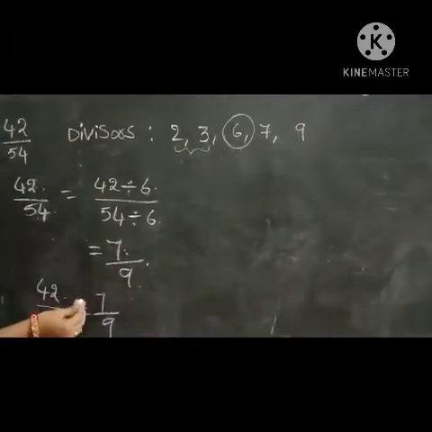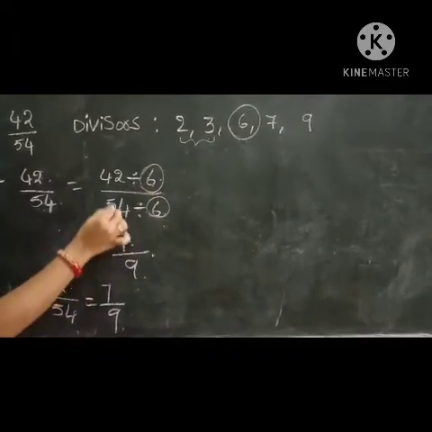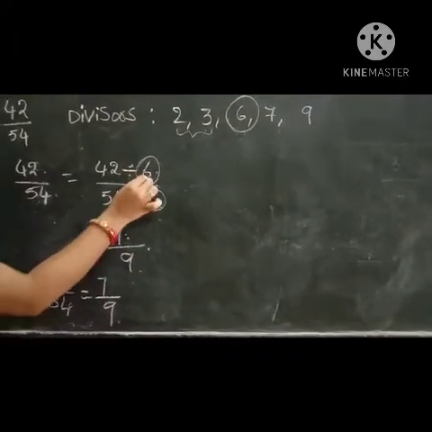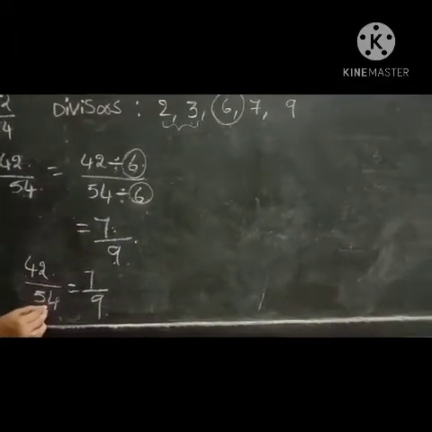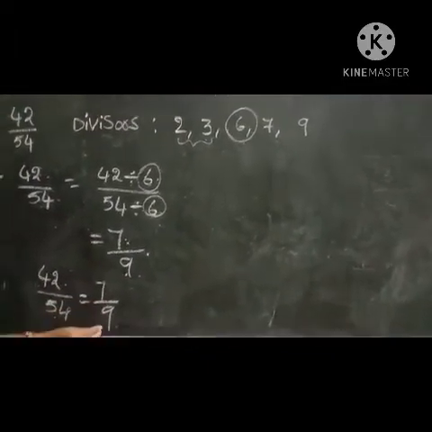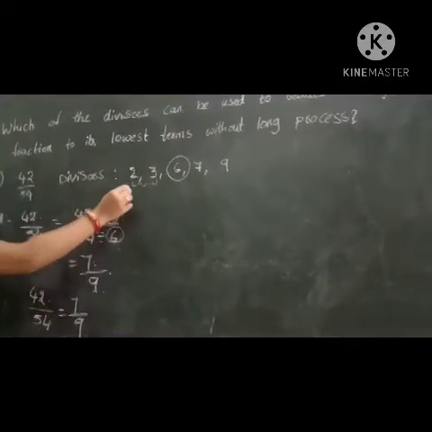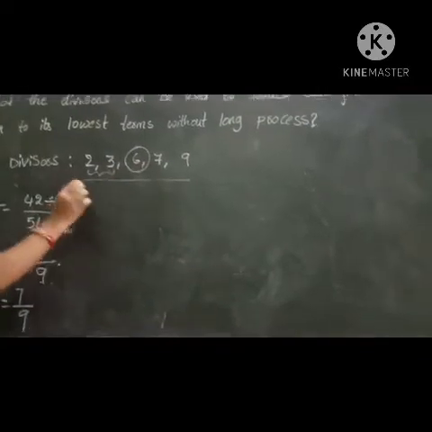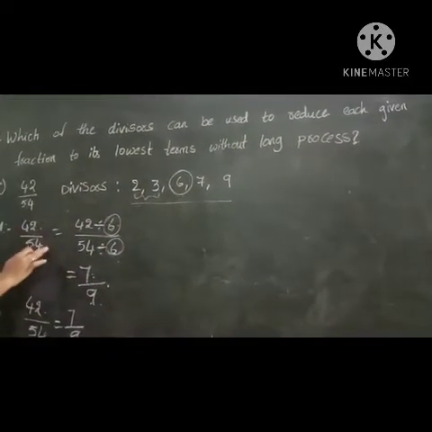Okay children, now what is the HCF in this sum? 6 is the HCF. So here we have to divide the number by 6. 42 by 54 is equal to 7 by 9. Children, here I told you to take the big number. Among these numbers, we have to check whether the number is divisible by these two numbers or not.